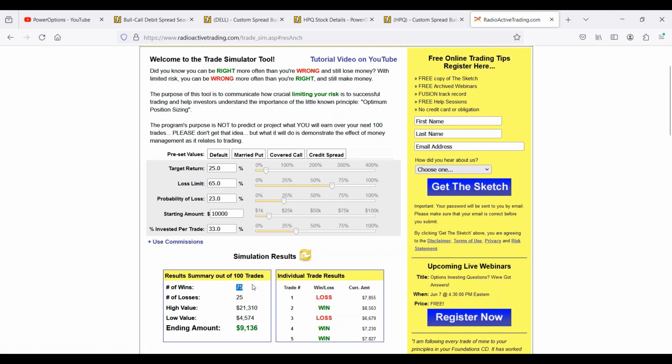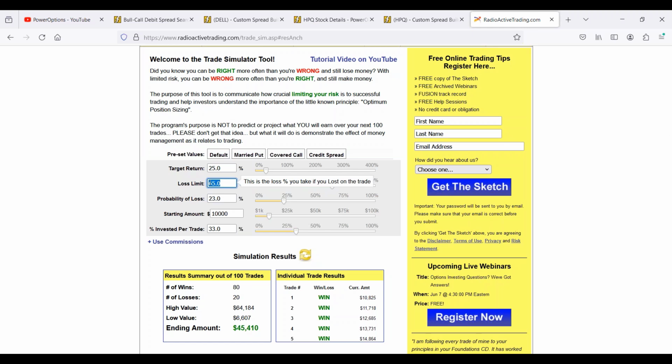Okay, so just one trade out of 100 less with allowing the risk to go to 65, still making 25%. Instead of seeing the portfolio potentially have gained fivefold up to 54,000, you're at a loss of 8% at 91.36. That's the importance that I found of keeping the risk to 50%.